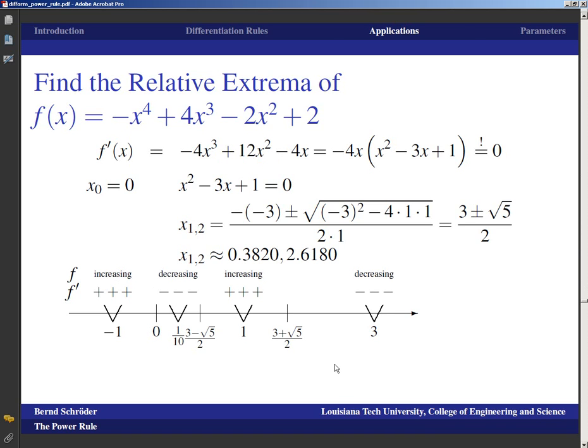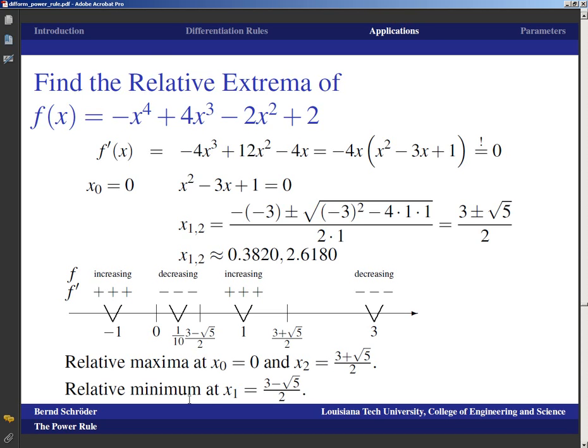And again, we can double check that. Okay, first of all, because we're looking for the relative extrema, it's always good to just answer that with a sentence. There are relative maxima at x0 equals 0 and at x2 equals 3 plus root 5 over 2, because those are the places where we change from increasing to decreasing, at 0 and at 3 plus root 5 over 2. And there is a relative minimum at x1 equals 3 minus root 5 over 2, because that's where we go from decreasing to increasing. That's where the function goes down and comes back up.